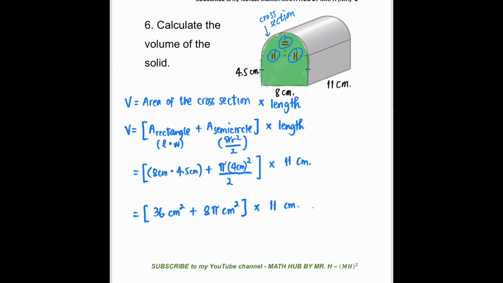And again, typing all of them in one go on your calculator, it's going to give you the volume of the solid, which is approximately 672.46 centimeters cubed.